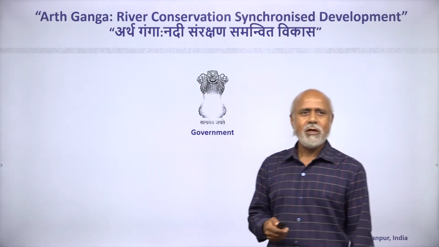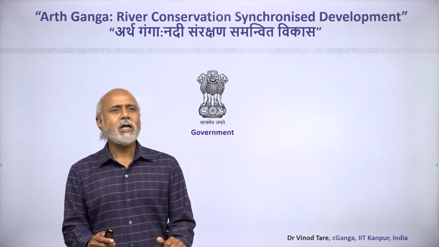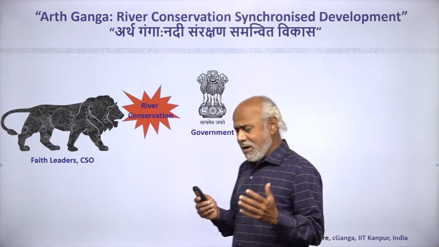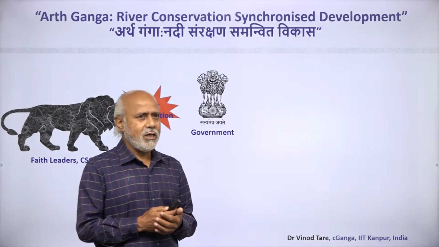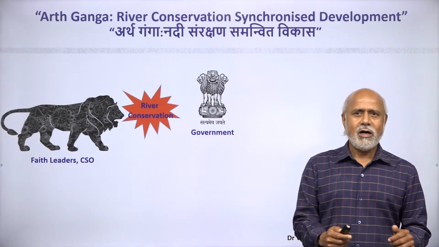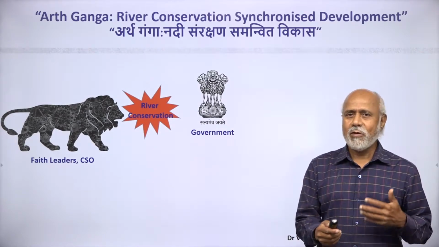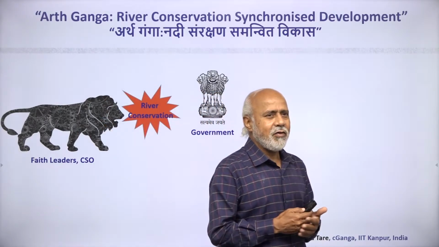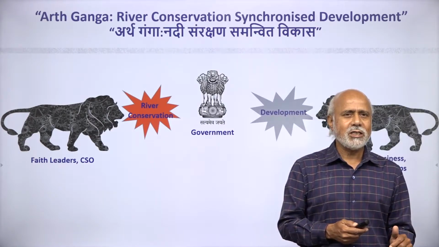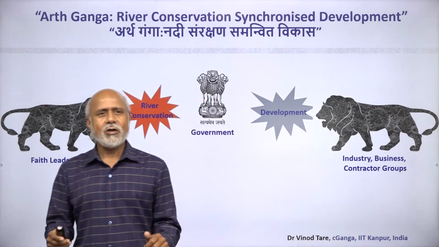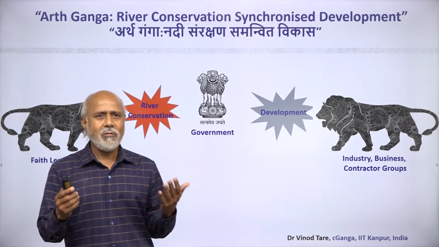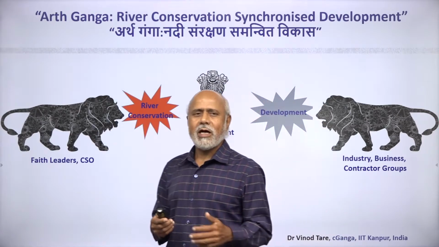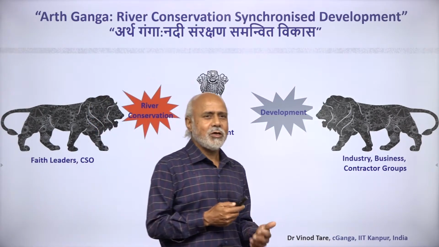It is with this concept that the Government of India is now working. But the Government of India invariably faces two sides, and these two sides appear to be conflicting with each other. One side talks about river conservation, and this is typically from the groups which represent faith leaders and civil society organizations. The other group talks about jobs, employment and economy, typically referring to development, and this is the group represented by industry, businesses, contractor groups, and so on.